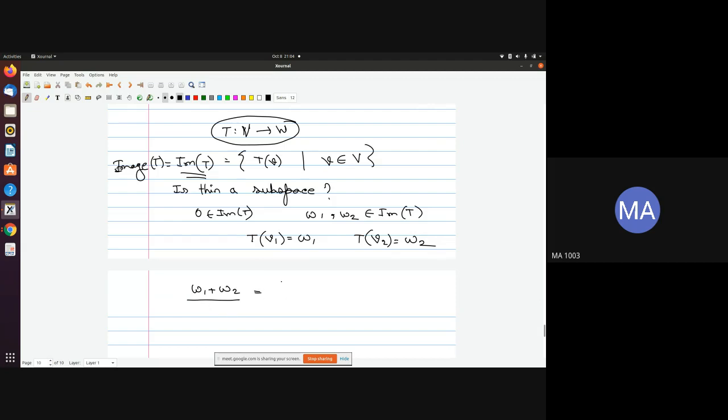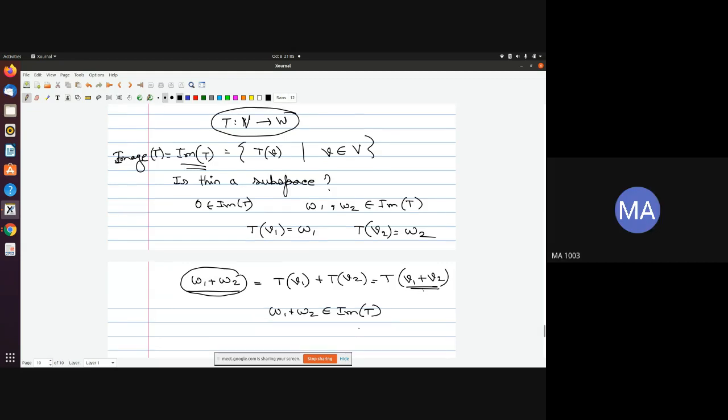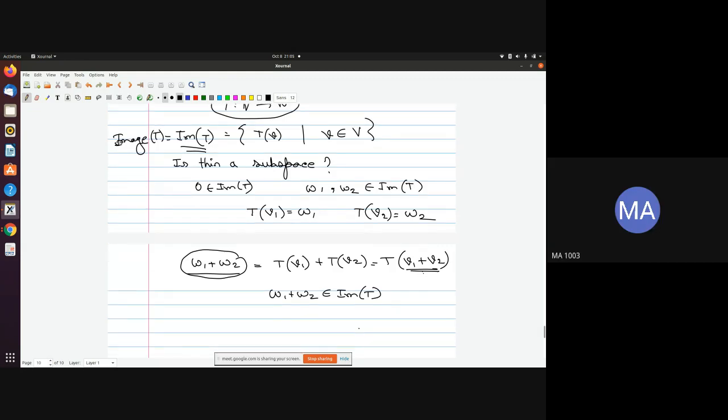What is W1 plus W2? It is the same as T(V1) plus T(V2), which is T(V1 plus V2). And what does it mean? It is a linear transformation of V1 plus V2. So this V1 plus V2 is the pre-image of W1 plus W2. Correct? So W1 plus W2 is in the image. Is it clear? Any doubt in this discussion?